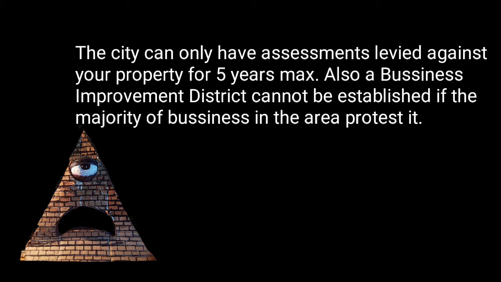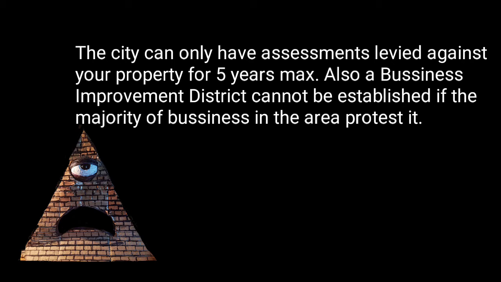To establish a business improvement district, the city needs to propose an area for improvement and then write a petition of resolution stating the improvements that they're going to make in that area. Then they need to mail all the businesses in the area that are going to be affected by this, put notices in all the local papers that they want to do this, and then they have to hold a public hearing.